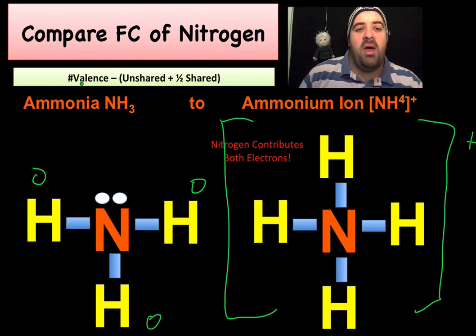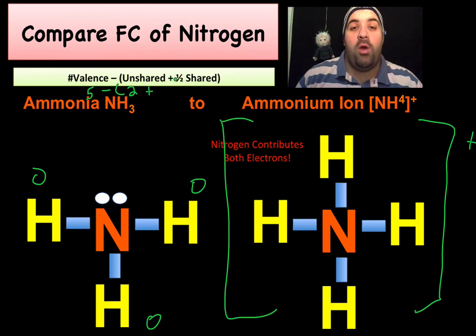We'll see what happens. Nitrogen has 5 valence electrons. The number of valence electrons is 5, minus the number of unshared electrons, which is 2, plus 1/2 of the shared electrons, or the number of bonds. It's sharing 2, 4, 6 electrons in 3 bonds, so this could just be the bond number here: 2 plus 3. So 5 minus 5 is 0. The formal charge of nitrogen in ammonia equals 0.